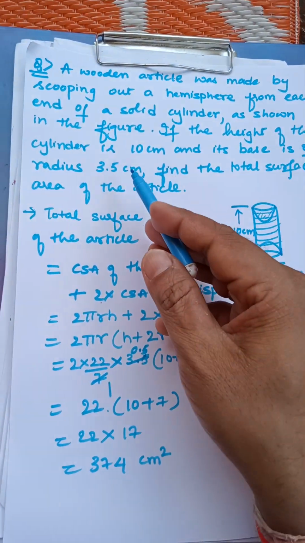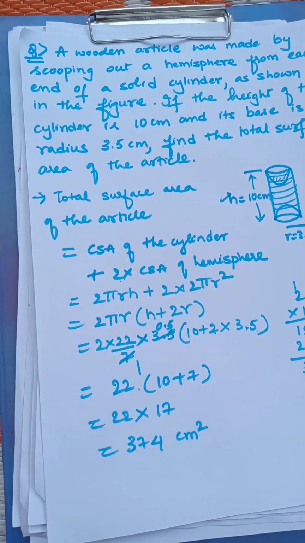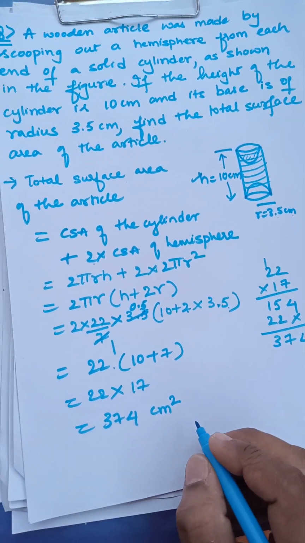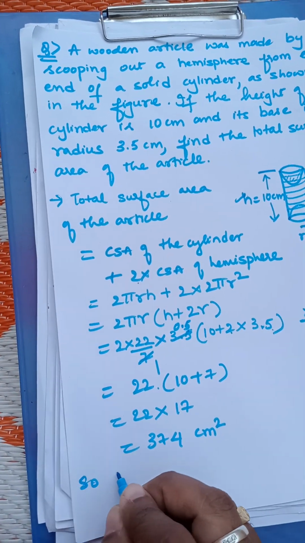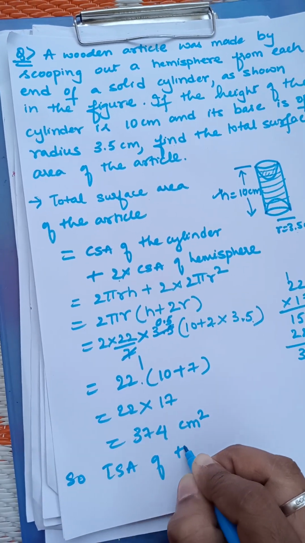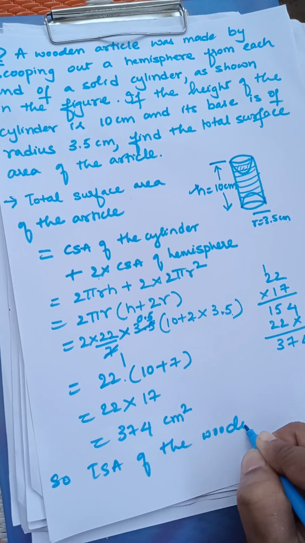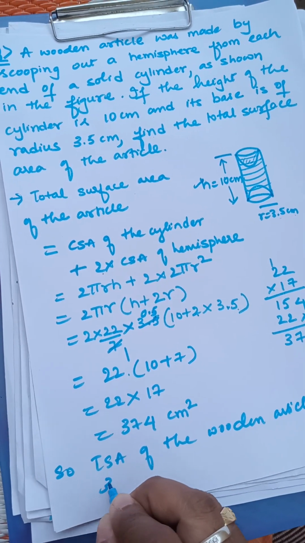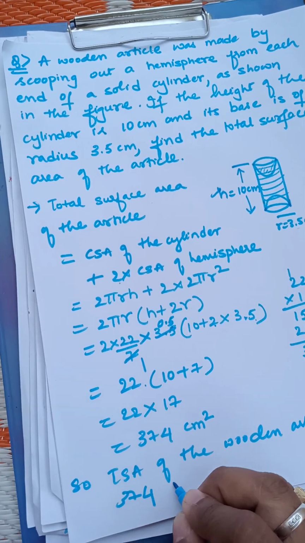Because the height and radius are both in centimeters, the area, or the total surface area of the article, will be in centimeter square. So what is the TSA of the wooden article? TSA of the wooden article is 374 centimeter square.